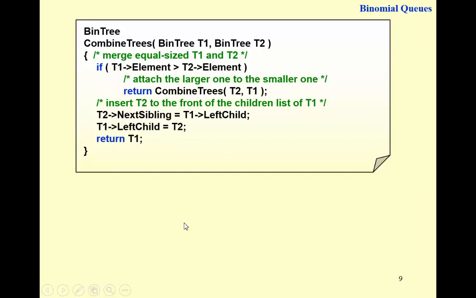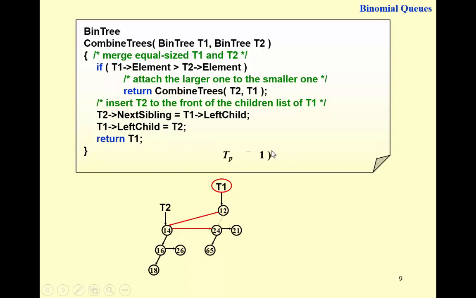So basically what we're doing here is this. We have two trees. Make sure that T1 contains the smaller key. Now let T2 next sibling point to T1 left child. And then change T1 left child to be pointing to T2. And return T1. That's it. What is the time complexity? It takes only 2 steps basically, so it's a constant, right? So it's very simple to merge 2 trees of equal size.